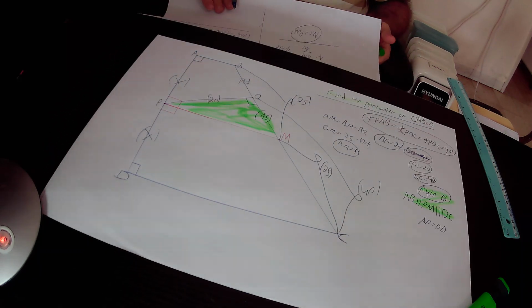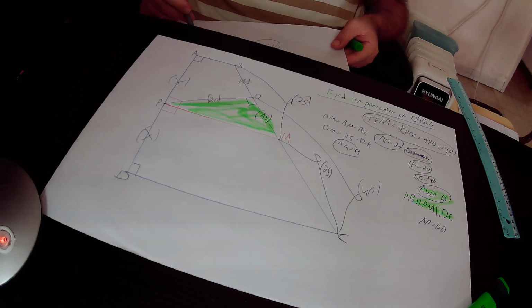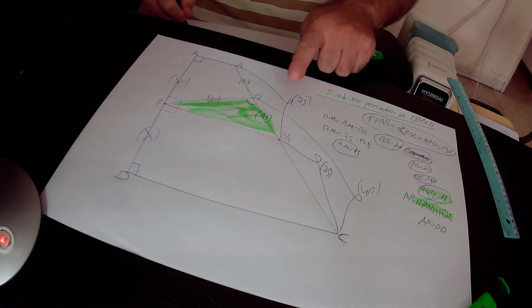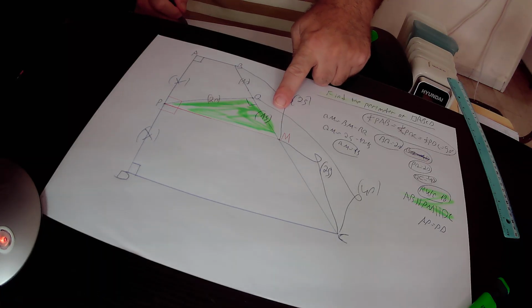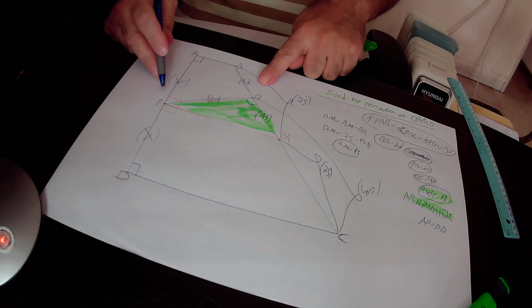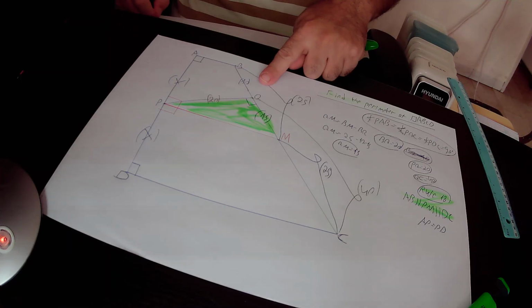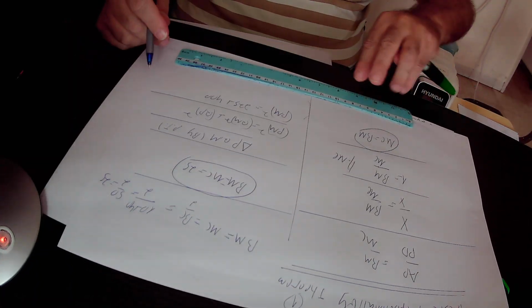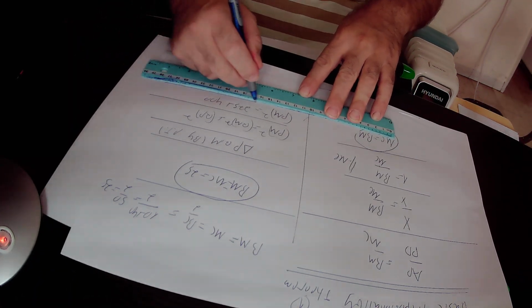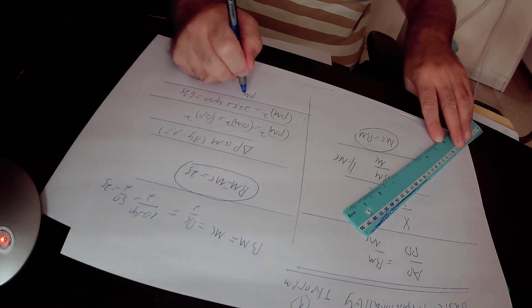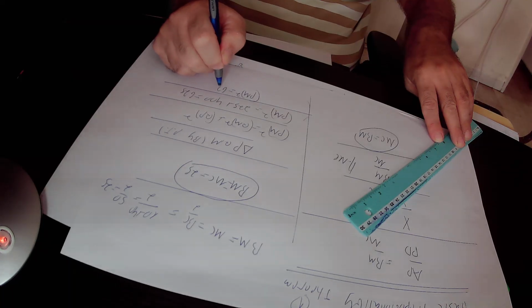PM is the missing side, so PM squared equals QM squared. QM is 15, therefore QM squared is 15 squared, this is 225, plus QP squared. QP is 20, and therefore QP squared is 20 squared, that is 400. So in total, we have found out that PM squared equals 225 plus 400, that is 625.